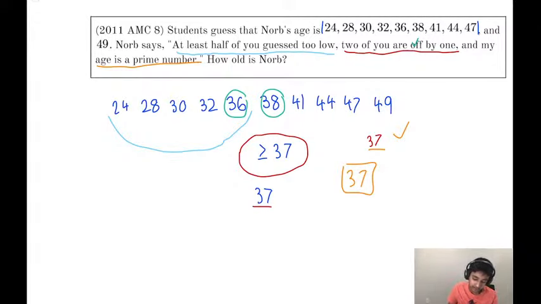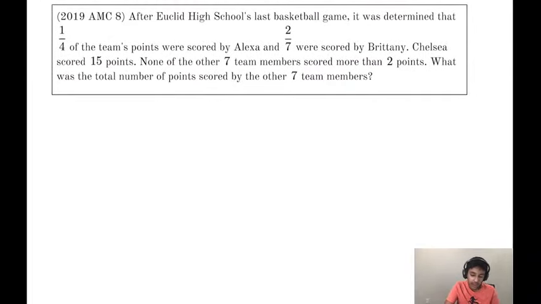Now let's take a look at the next problem. After Euclid's high school last basketball game, it was determined that 1/4 of the team's points were scored by Alexa, 2/7 by Brittany, and Chelsea scored 15 points, and none of the other 17 members scored more than 2 points.